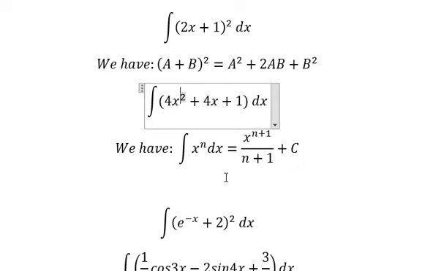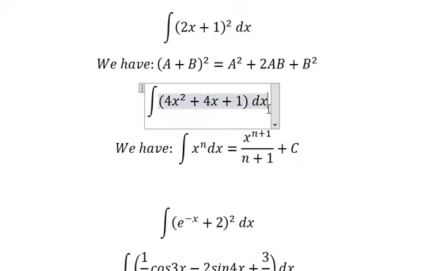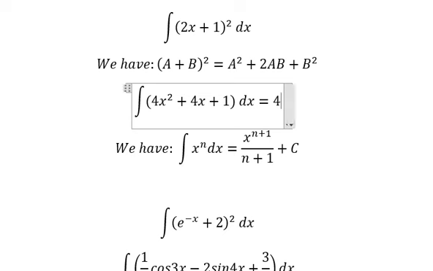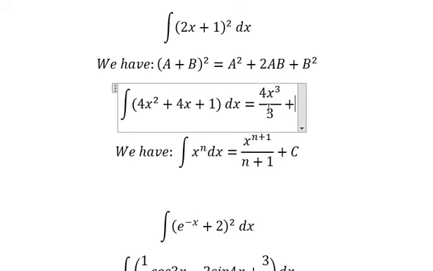So number 2 I will put in here. So 2 plus 1 we have number 3. This one we have number 3. So we have 4x to the power of number 3 over number 3. The next one, that is number 1. 1 plus 1 we have number 2.